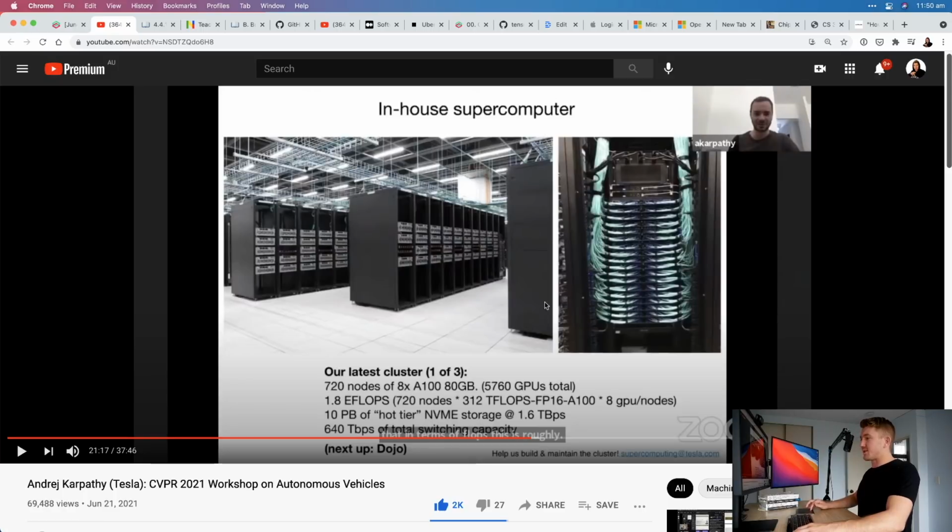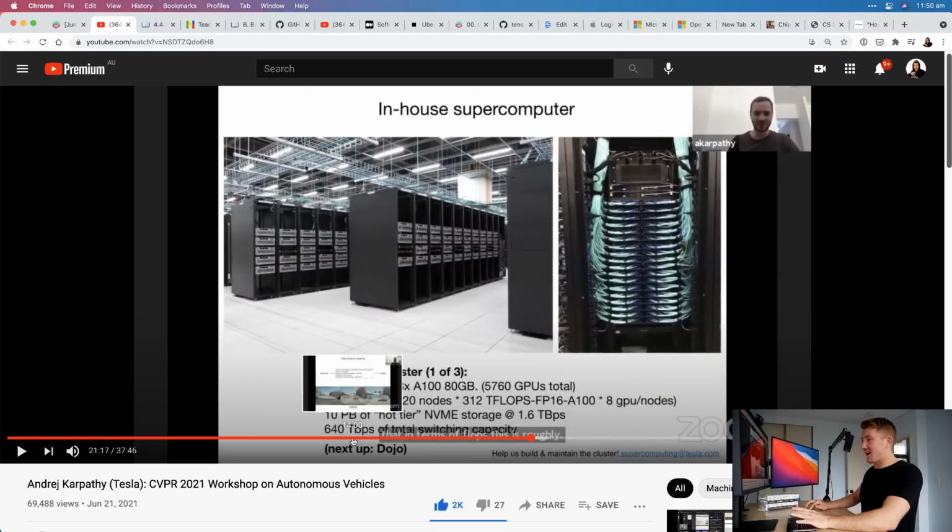Oh, look at this. Their supercomputer has 720 nodes of 8 times A100 80 gigabytes. So 5,760 NVIDIA 80 gigabyte GPUs to power their full self-driving model, which is absolutely insane.